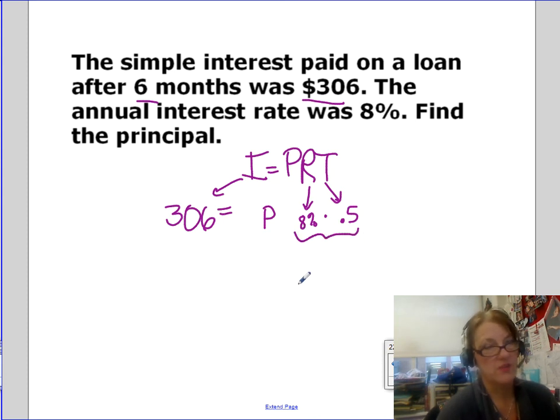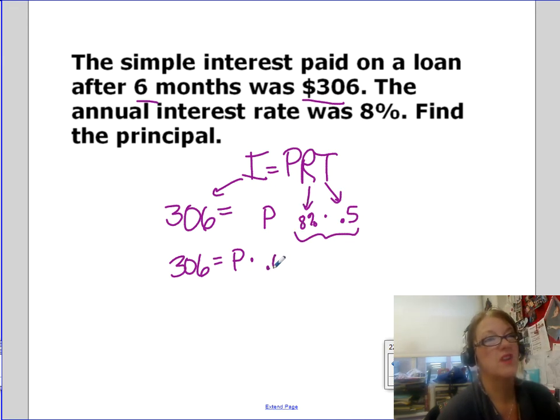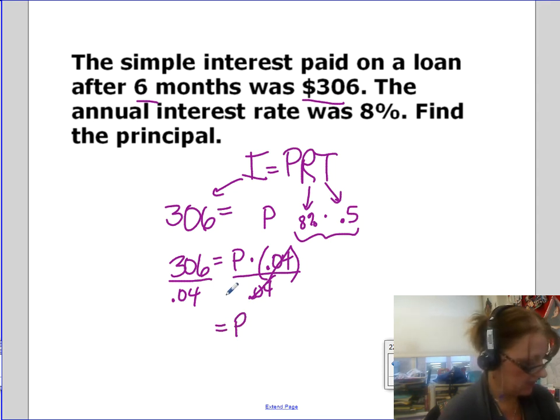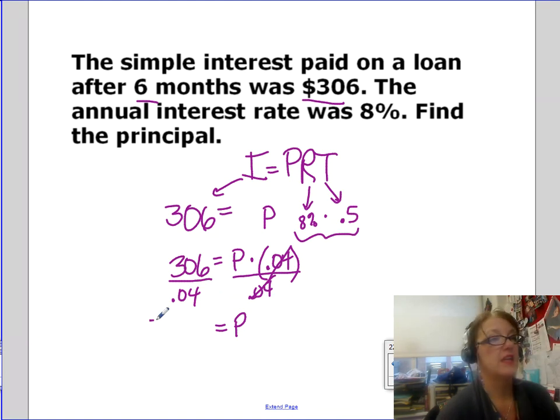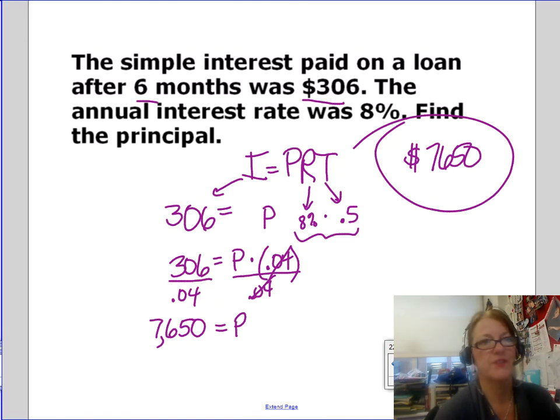Aha. You've got a calculator at your disposal, so why don't you go ahead and tell me what 8% times 1/2 is. It's some decimal. 0.08 times 0.5 is 4/100ths or 0.04. Now, to figure out the principal, get it by itself. So we're going to divide both sides by 4/100ths. Now, I take my handy-dandy calculator again, divide by 0.04, and I get 7,650. Wow, that's a big number. Does that make sense? Sure it does. My principal amount was a large amount of money. And this is money, so you should label it with a dollar sign. $7,650. There you go.